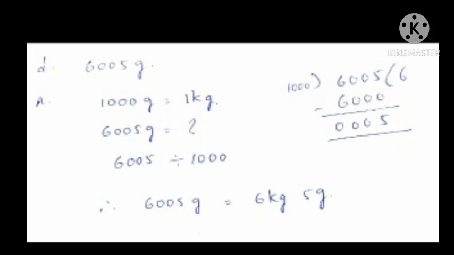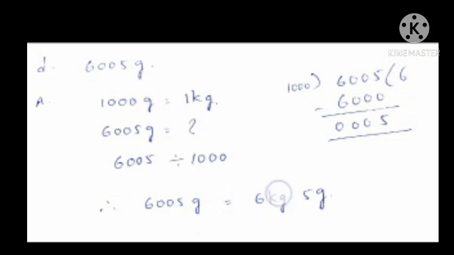1000 sevens are how much children? 7000. Compared to 6005, 7000 is more, so we have to take 6 times. 1000 sixes are 6000. Next subtract it. 5 minus 0 is 5. 0 minus 0 is 0. 0 minus 0 is 0. 6 minus 6 is how much? 0.